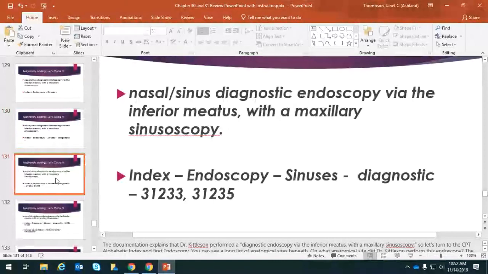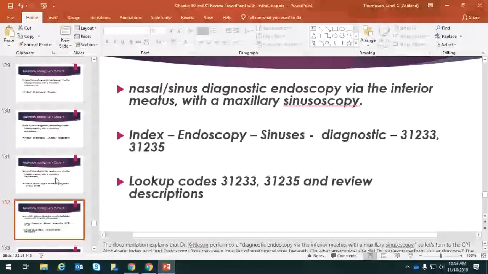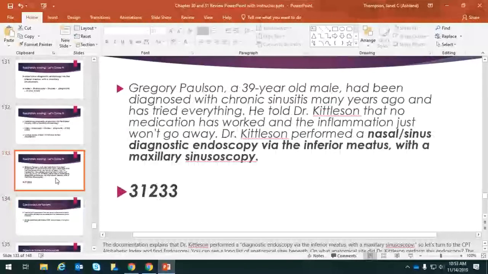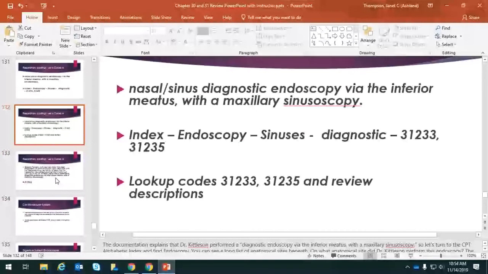So I'm going to leave this on the screen just for a moment to give you time to find this in your index. So now we go back to codes 31233 and 31235 to look up their descriptions. So now we're getting into the respiratory system. So 31233. So reviewing those codes, I'll give you a moment to look them up and review.